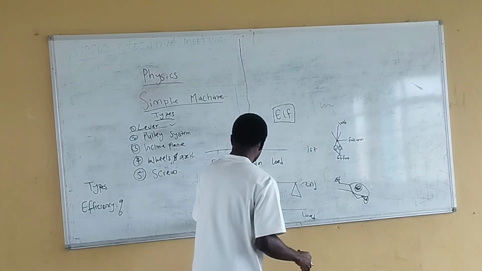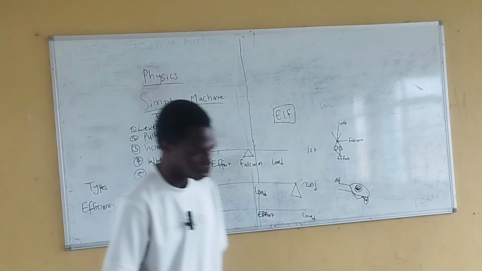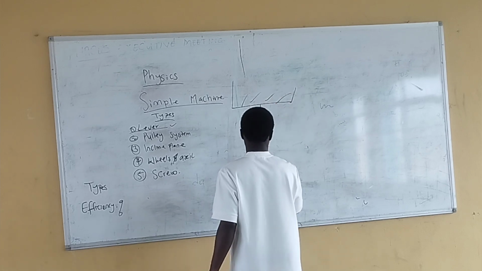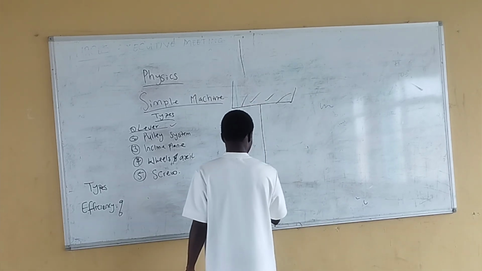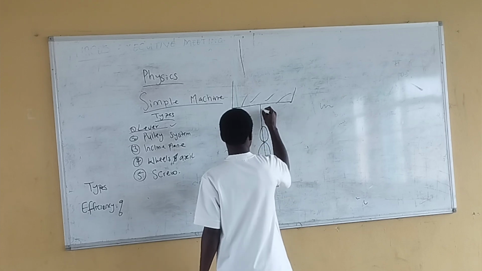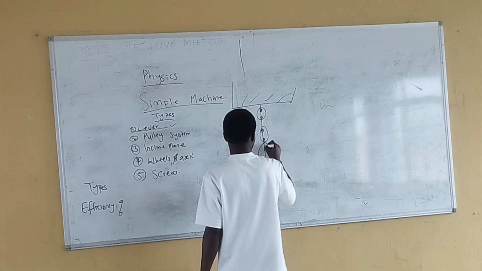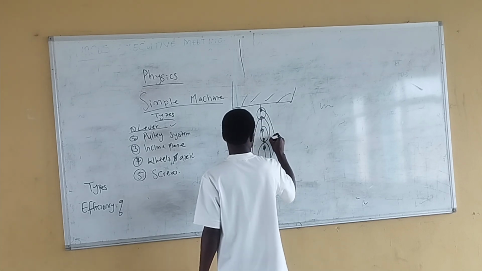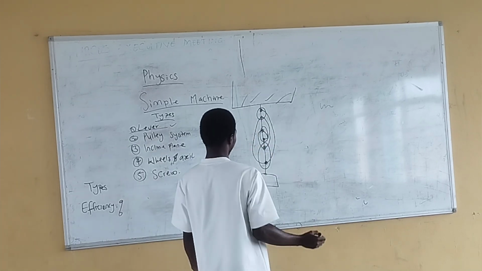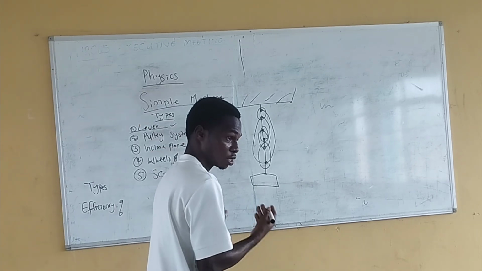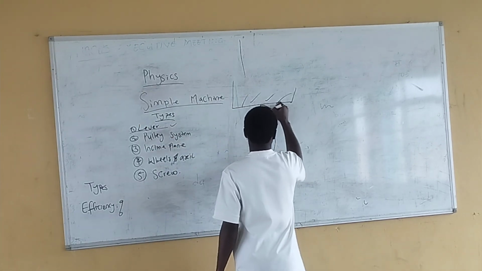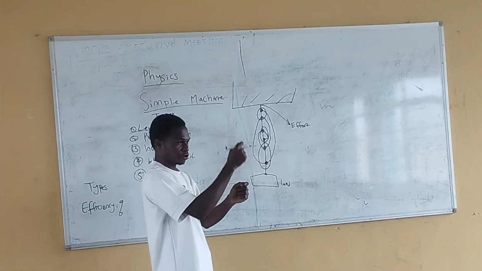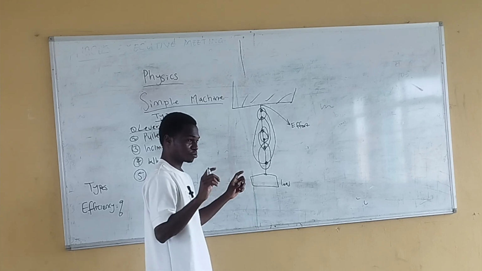Effort, load, fulcrum. The next type of machine is the pulley system. Something like this. Load is attached here. I hope you understand, this is how a pulley system looks like. Now, let's say there's a rope attached here. This is effort, and this is the load. You just use small effort to overcome a large load. There are some calculations under this, but it's very simple.